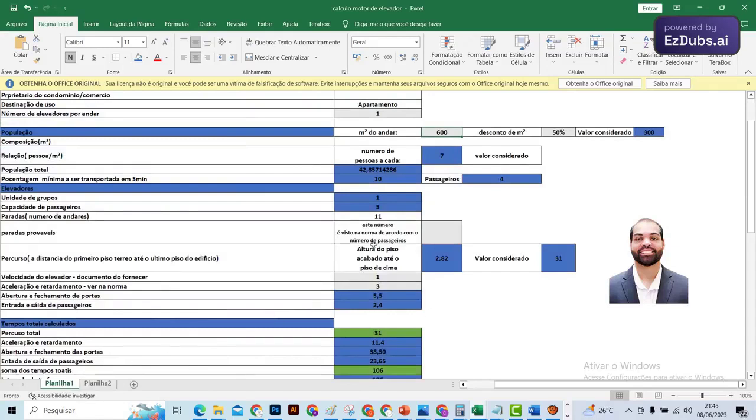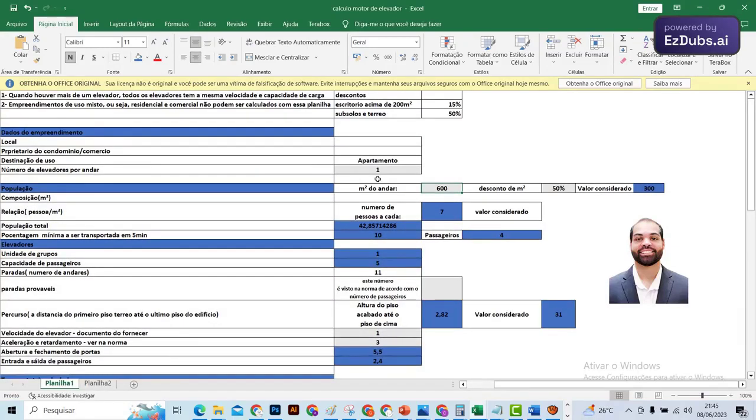Could I get another elevator to take all that? Exactly, the fewer the elevators, the greater the amount of people traffic, and consequently the greater the power in horsepower.